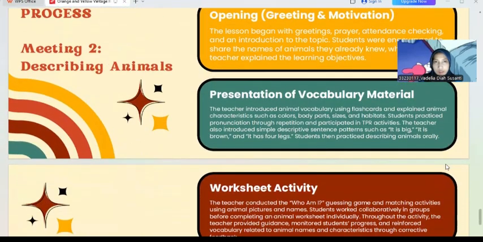And the next is the second meeting. In the second meeting, the topic changed to describing animals, using Total Physical Response or TPR and Community Language Learning. The lesson starts with greetings, prayer, attendance checking, and a short discussion about animals, like what animals do you know? Which animal is your favorite? Students learn vocabulary related to animals: names, colors, body parts, size, and habitats. For example, it's big, it's brown, it has four legs.